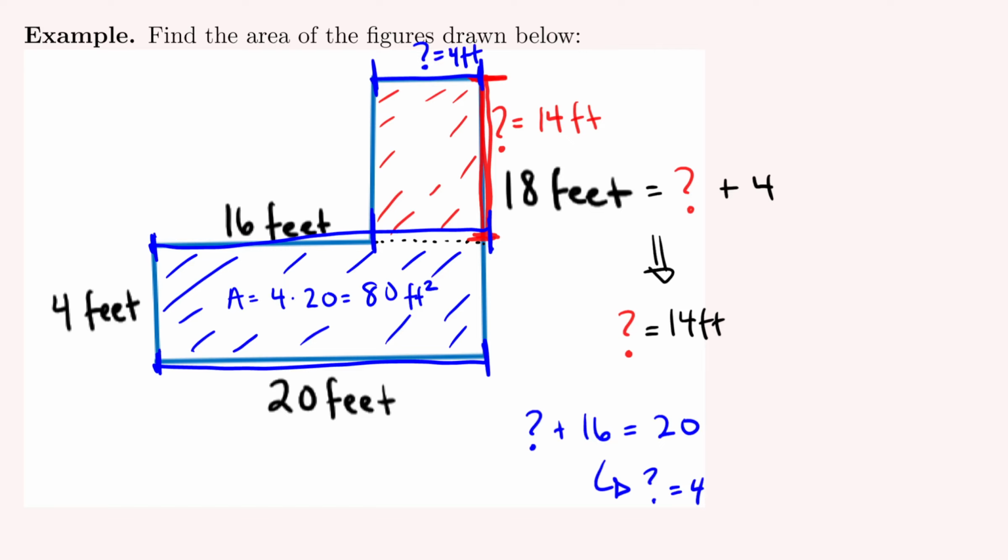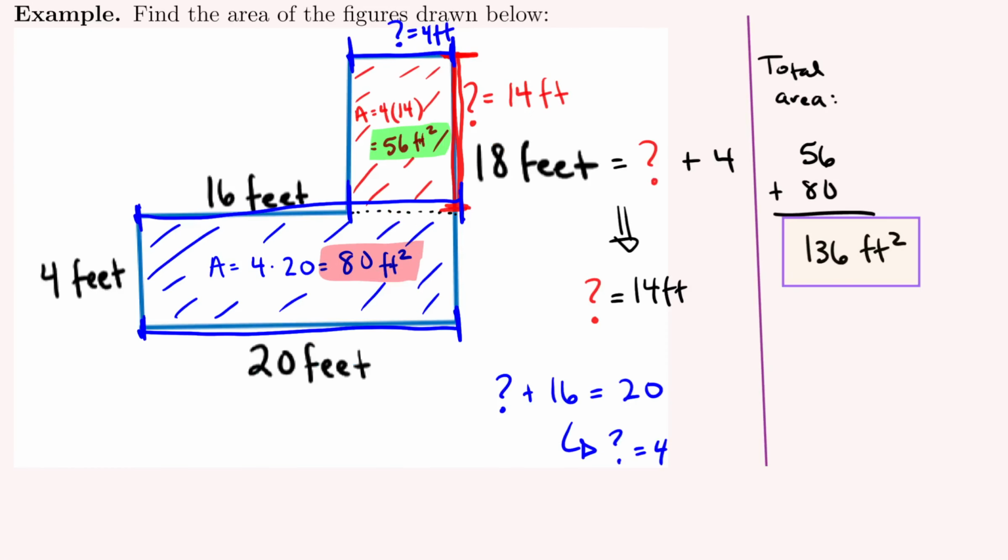Now our goal in finding these side lengths is so that we could find the area. We know the area is the length times the width. So area here is 4 times 14. That is equal to 56 feet squared. So the area of the entire figure is the area of the top rectangle plus the area of the bottom rectangle. Adding that together, and we get a total area of 136 feet squared.